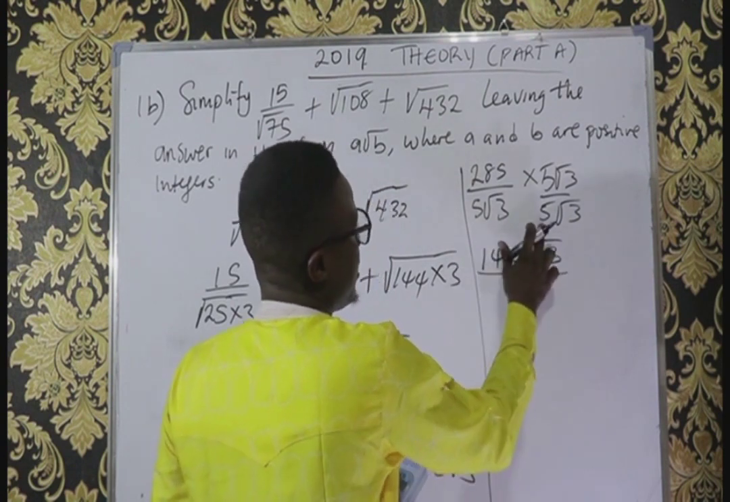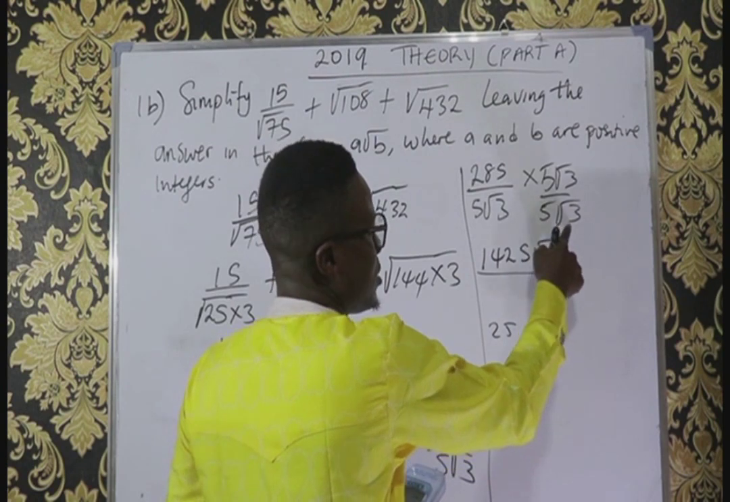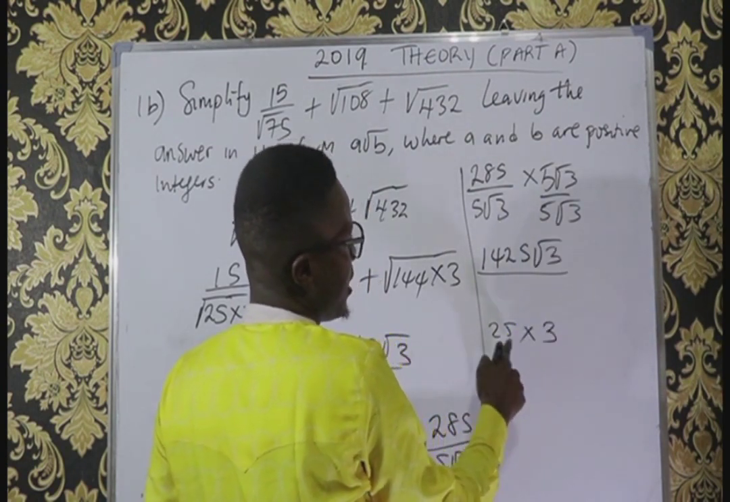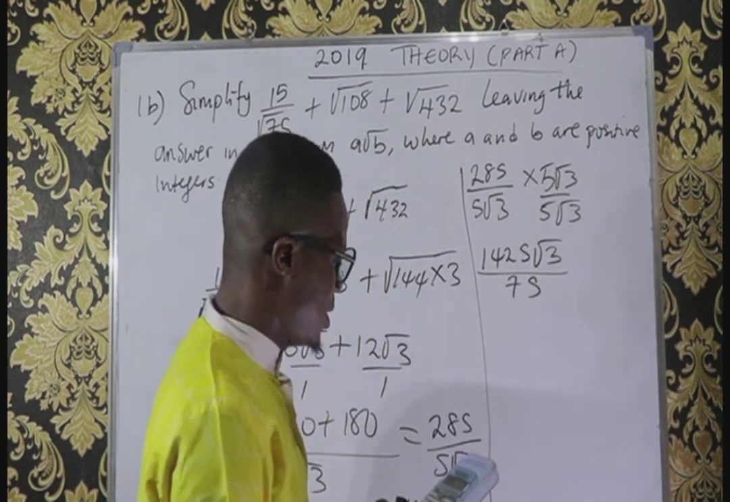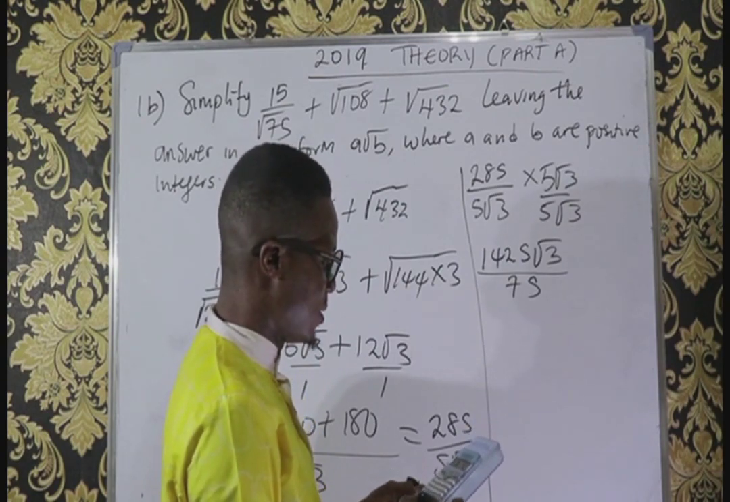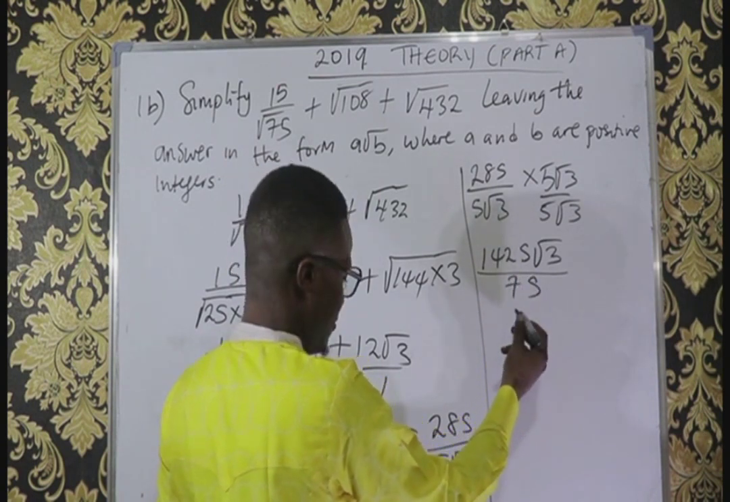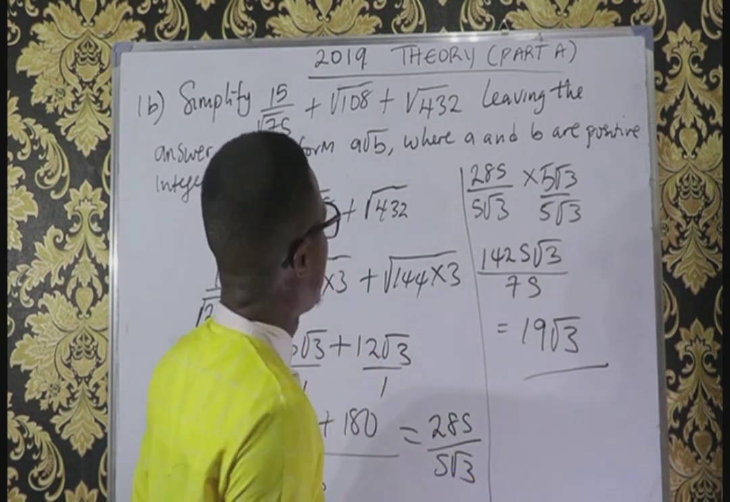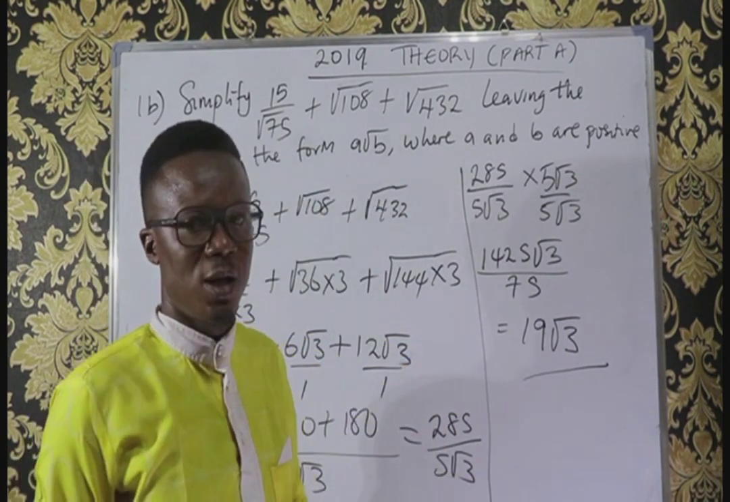All over 5 times 5 is 25, times root 3 times root 3, which is the square root of 9, and the square root of 9 is 3. So 25 times 3 is 75. Now let us see if 1425 is divisible by 75. If you divide 1425 by 75, it gives us just 19 root 3. So the answer, in the form a root b, is 19 root 3.